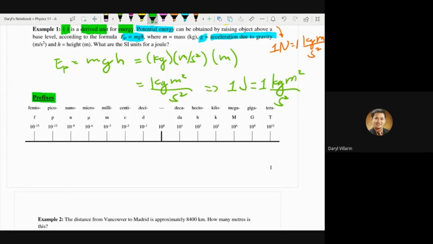So the following are just common prefixes that you use. Femto means 10 to the negative 15. Pico means 10 to the negative 12. That means that if I'm talking about a very small amount, it could be an amount of time or the mass of an object, I usually use these smaller prefixes on the left-hand side. The right-hand side is used to represent bigger quantities. And then the other side is for smaller values.